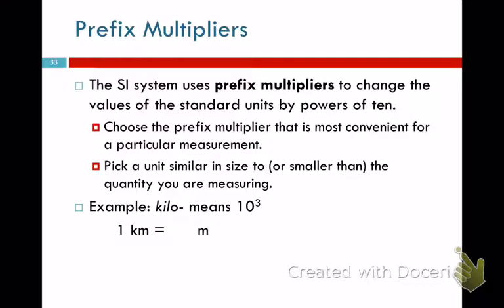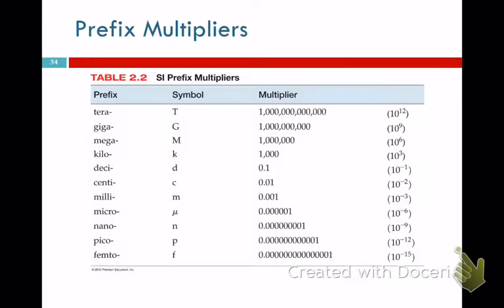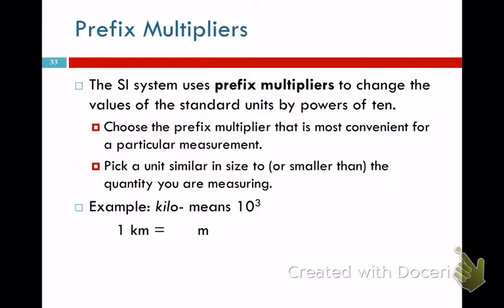Okay, so let's go into the prefix multipliers real quickly. There's a bunch of these you'll have to memorize, okay? So a kilometer is 1,000 meters. I already said that. It's 10 to the third. You would write it as 10 to the third meters, or 1,000 meters.